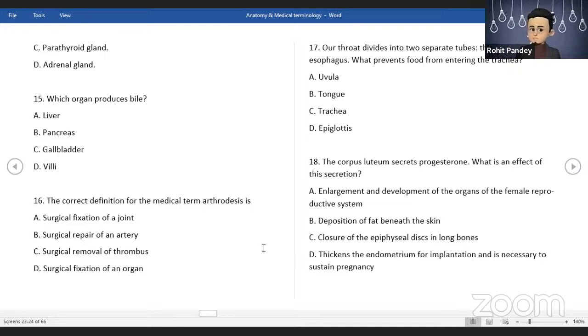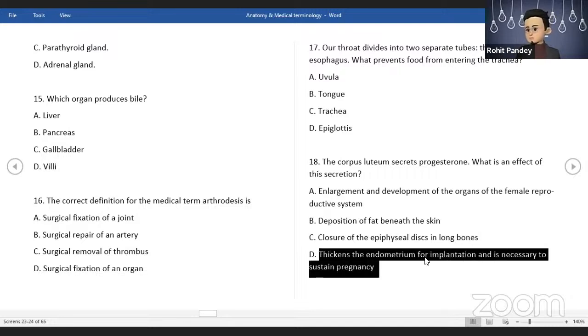So 18th, what is the answer? D, that is, thickens the endometrium for implantation and is necessary to sustain pregnancy. So the corpus luteum secretes progesterone. What is the effect of this secretion? It thickens the endometrium for implantation and is necessary to sustain pregnancy.